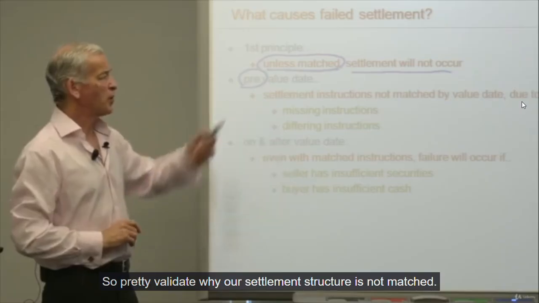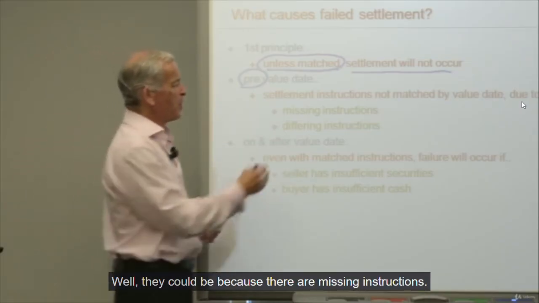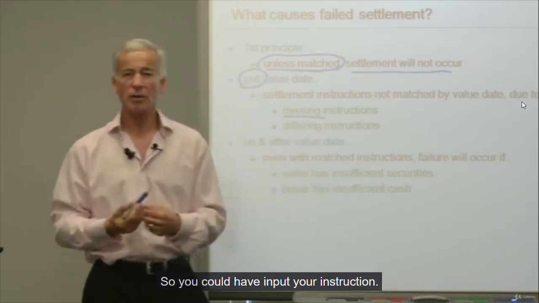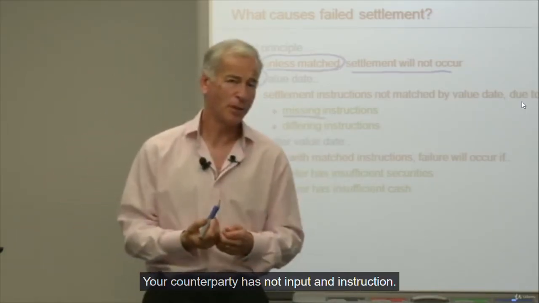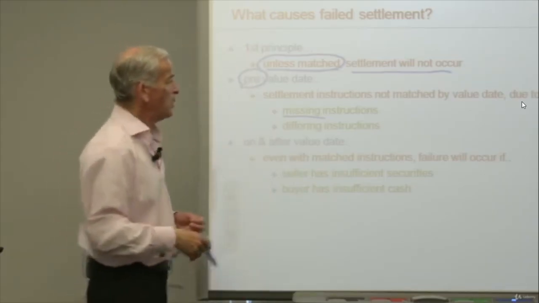Why are settlement instructions not matched? Well, they could be because there are missing instructions. So you could have input your instruction, your counterparty has not input an instruction. It could be the other way round to that as well.